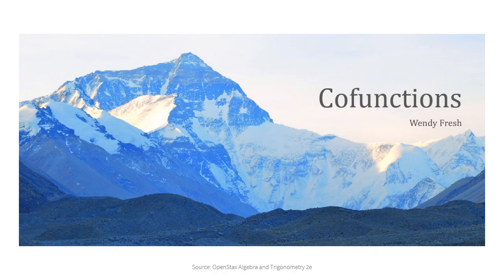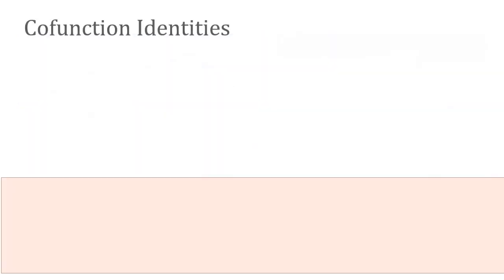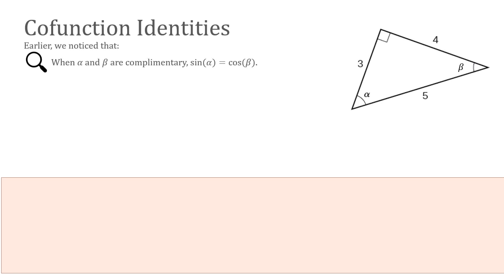In this section, we're going to talk about cofunctions. So what are cofunction identities? In an earlier example, we noticed that when we have two angles, alpha and beta, that are complementary, meaning that they add to 90 degrees.